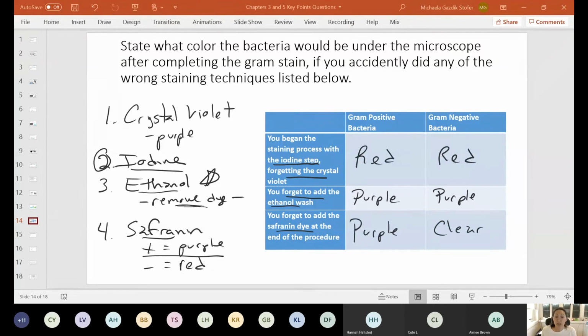Okay, so I'm just going to take just a couple quick minutes to show you how I tend to ask questions about the other structures of the cell, and then we'll open it up for just general questions if you guys have any.